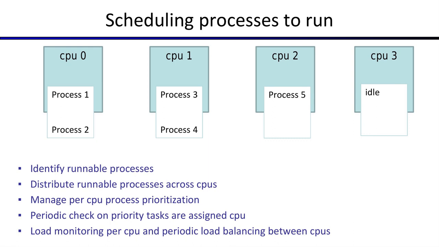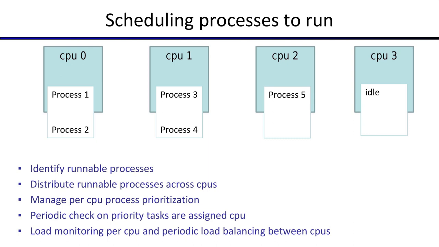You also need to do a periodic check on priority tasks and make sure that the priority ones are assigned to the CPU. And then what you want to do is monitor load per CPU and balance them across. You can look at the case here and see CPU 3 is idle, and CPU 0 and 1 have 2 processes that are running. So before you solve the problem of prioritization on one CPU, you also want to make sure that the overall system is used, and not that one CPU is idle and other CPUs are having to constantly work between prioritization of processes. So over time, when CPUs become idle, you want to move tasks between these CPUs.